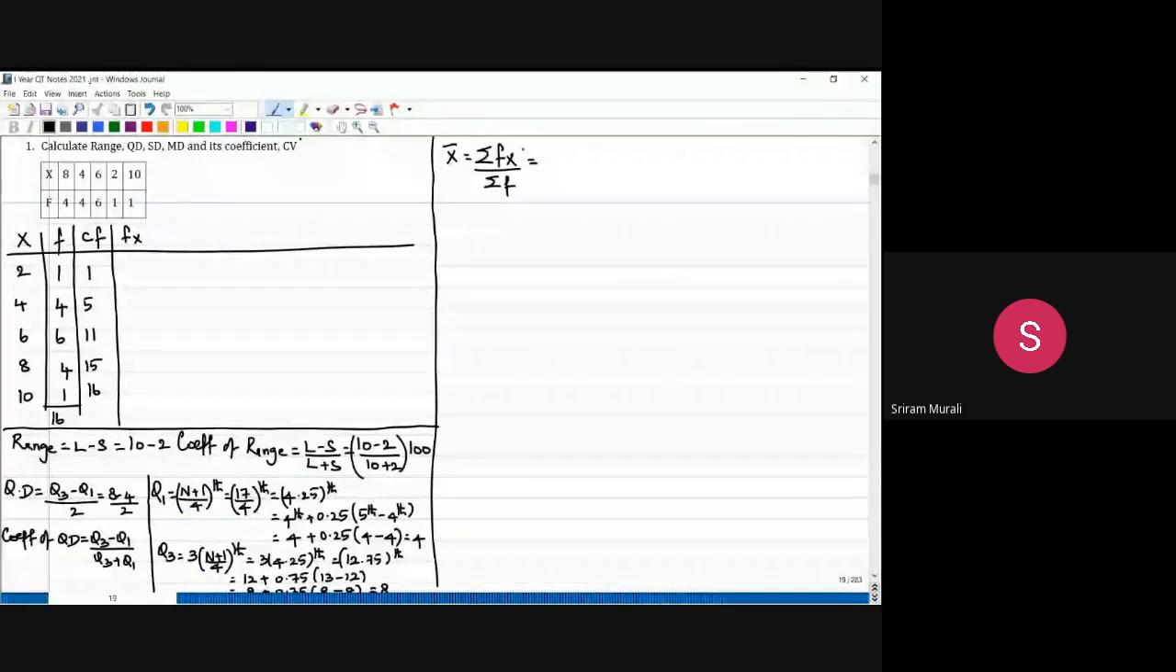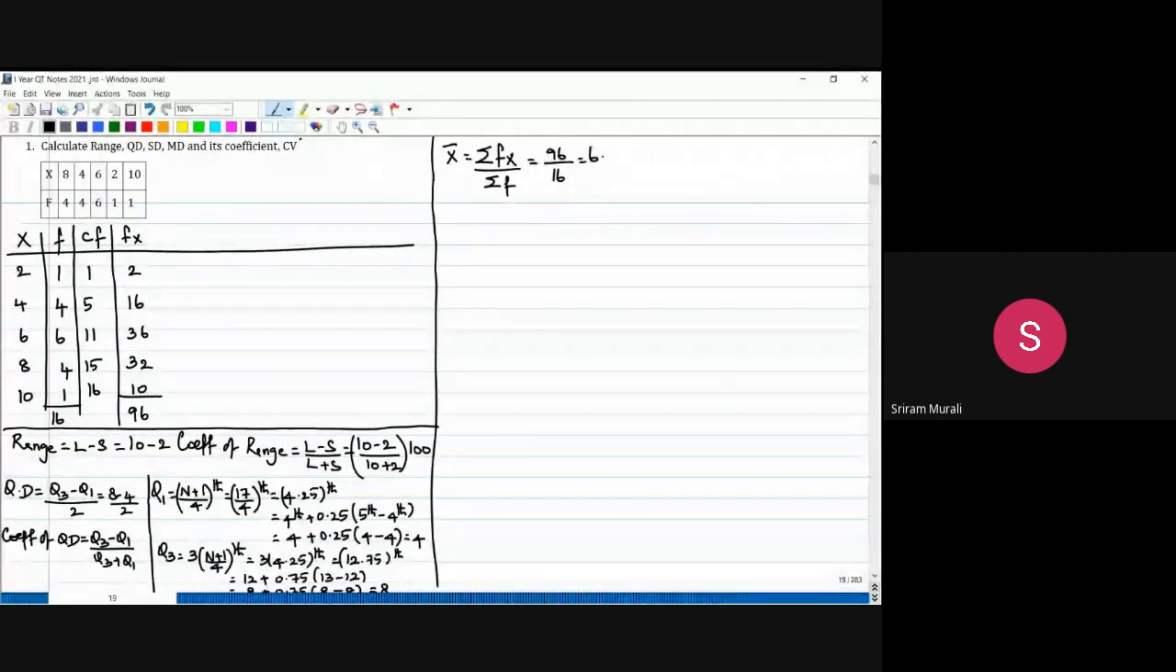F into x will be 2, this will be 16, this will be 36, this will be 32, and 10. So f into x, if I add, I get 96. So this is 96 divided by 16. So x bar is found as 6.